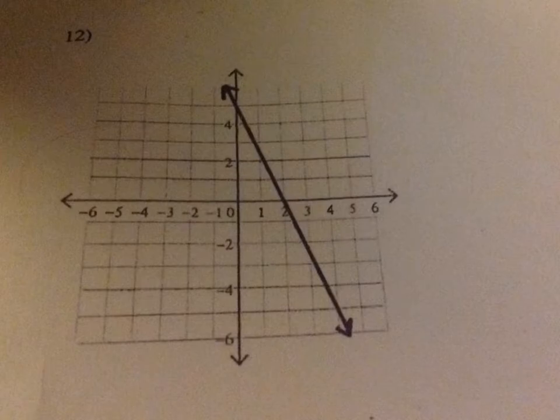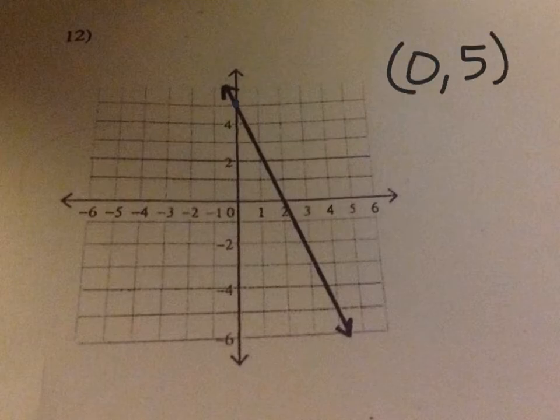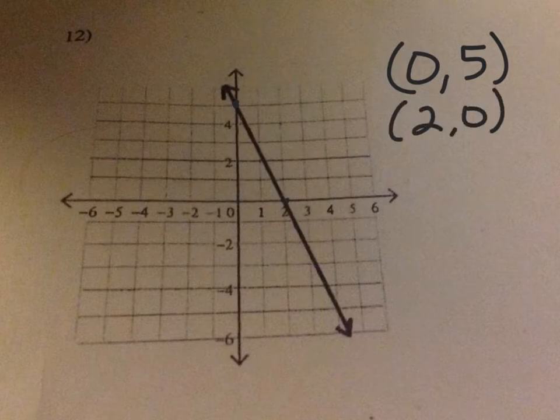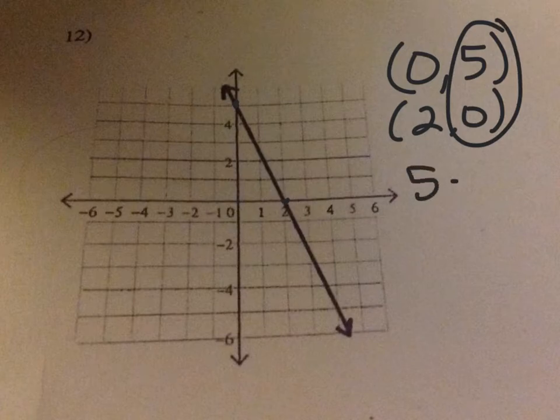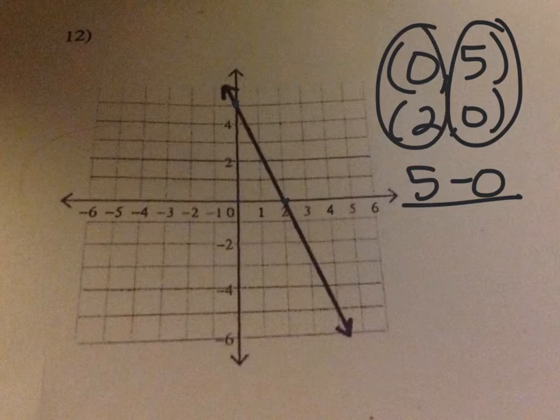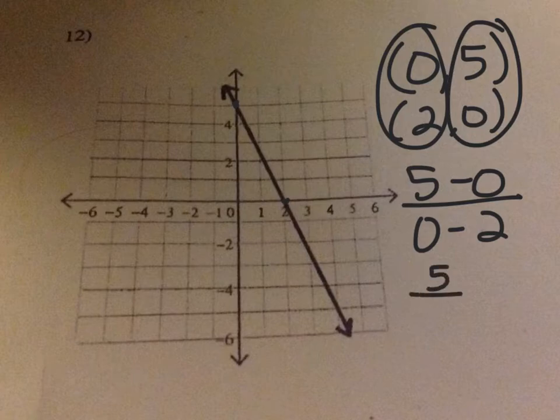Number 12, I'll also do the long way by identifying 2 points on this graph, (0, 5) and (2, 0). So we have the change in the y values, 5 minus 0, over the change in the x values, 0 minus 2. So we have a slope of 5 over negative 2.